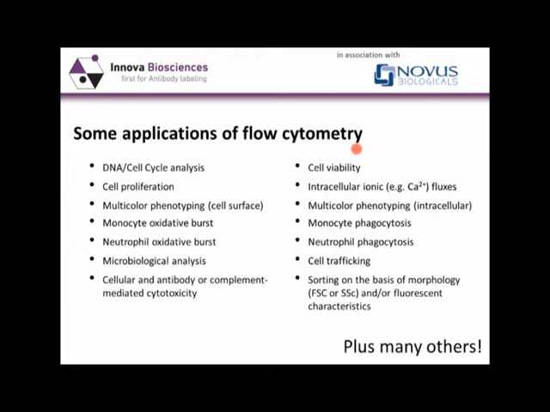So I thought it would be worth highlighting some applications of flow cytometry, but this really isn't the complete list. For example, flow cytometry can be used to analyze DNA in cell cycle analysis, cell proliferation, multicolor phenotyping, as well as characterizing how a cell looks, so to speak. You can do a lot of functional assays using flow cytometry. In my own lab, we do a lot of monocyte oxidative burst and neutrophil functional analysis, as well as natural killer cell cytotoxicity assays, and these assays can be developed for other cytotoxic-based studies. So this is only a very short list, but as I say, you can use flow cytometry for many, many applications.